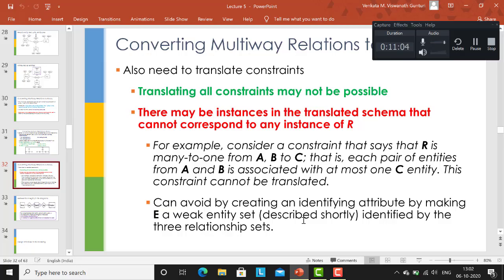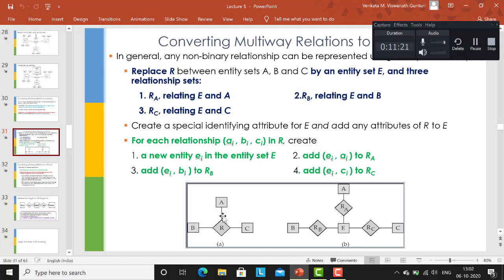But the moral of the story is that don't be afraid of multi-way relations. If your business logic dictates a multi-way relation, go for it. If your business logic dictates a weak entity, go for it. Don't forcibly convert multi-way relations to binary relations.